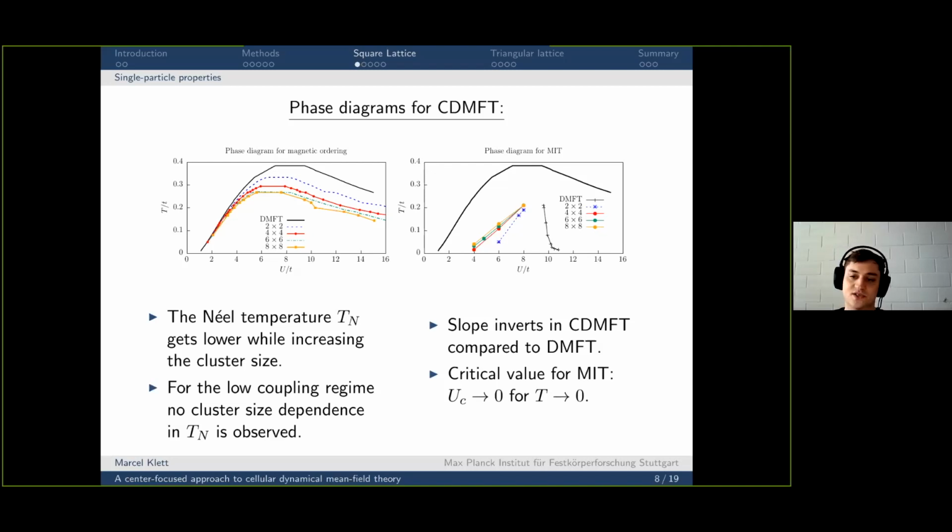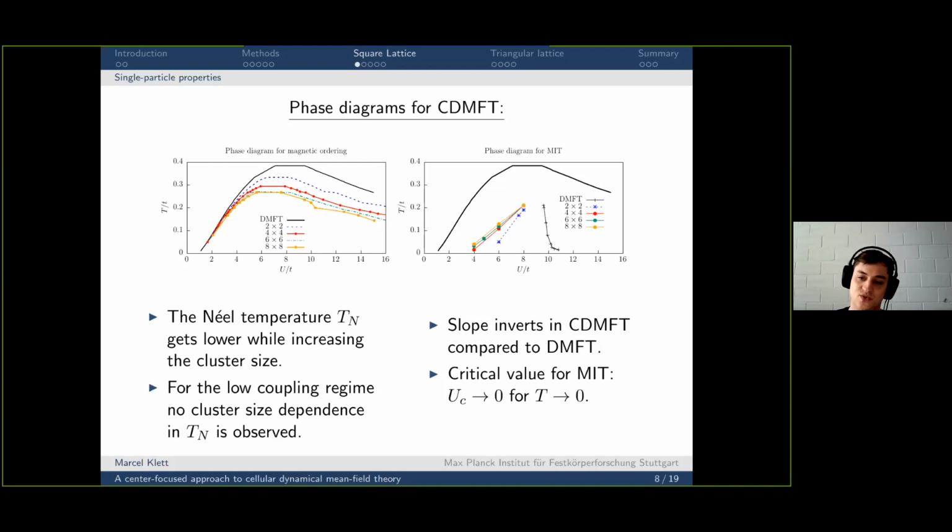By increasing the cluster size, we push our critical interaction value to lower U. And that's again what we kind of expect, since we know from thermodynamic limit calculations that this critical value of U will go to zero if we push the temperature to zero. So to summarize this slide, first of all, we see differences between different cluster sizes here. And of course, that increasing the cluster size will follow the exact solution.